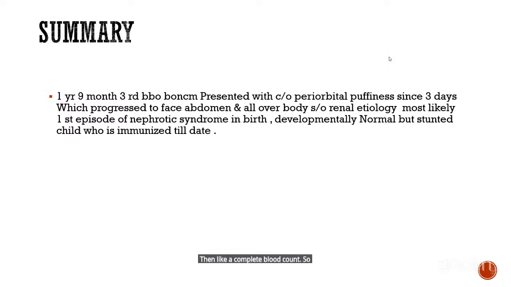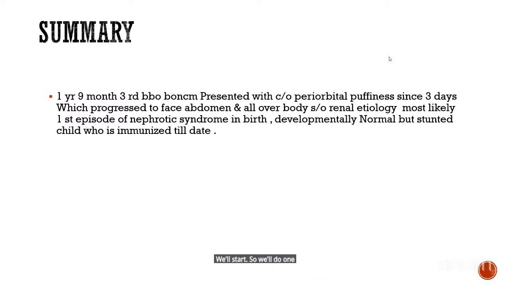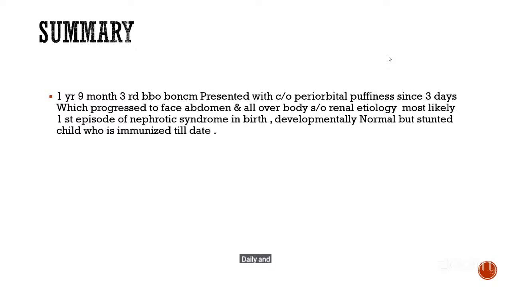What I'm saying is, while your concept is right, tailor your answer to this child. In this child, there are no other symptoms, so you are not looking at any other infection. We'll do one chest X-ray to rule out concurrent hilar lymphadenopathy or TB, which is more common in our country. Then we'll start him on the standard protocol: prednisolone at 2 mg/kg/day or 60 mg per square meter for 6 weeks daily, and then 40 mg per square meter on alternate days for the next 6 weeks. And we'll look for resolution of proteinuria and symptoms.